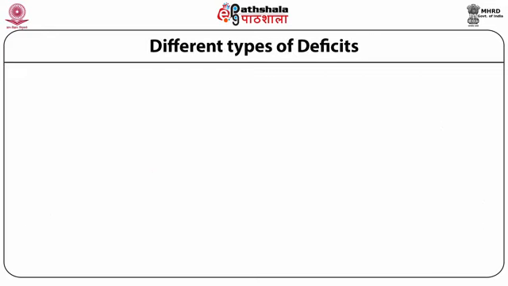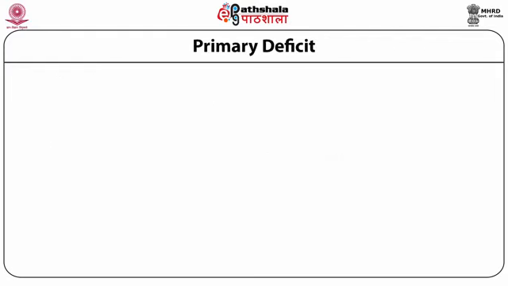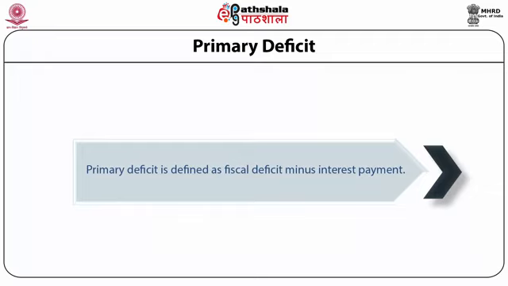Different types of deficits. Now, before discussing the different types of deficits in the budget, let us try to understand the meaning of budget deficit, or deficit in the budget. Deficit in the budget accrues when revenue falls short of expenditure. There are different types of deficits which are discussed, like budget deficit, revenue deficit, fiscal deficit, and primary deficit. Primary deficit is defined as the fiscal deficit minus interest payment.